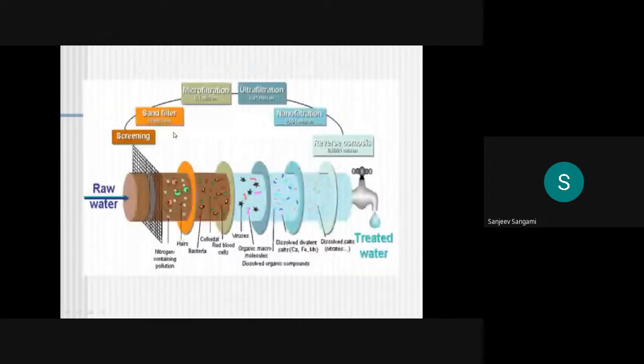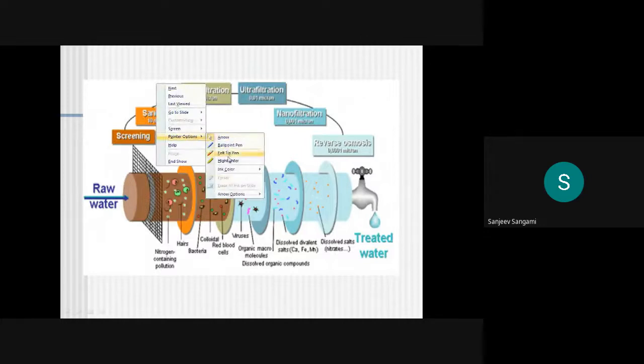In the previous class, we were discussing the disinfection process. So we'll now move on to the membrane filtration process. In the membrane filtration process, we are going to remove very fine particles.